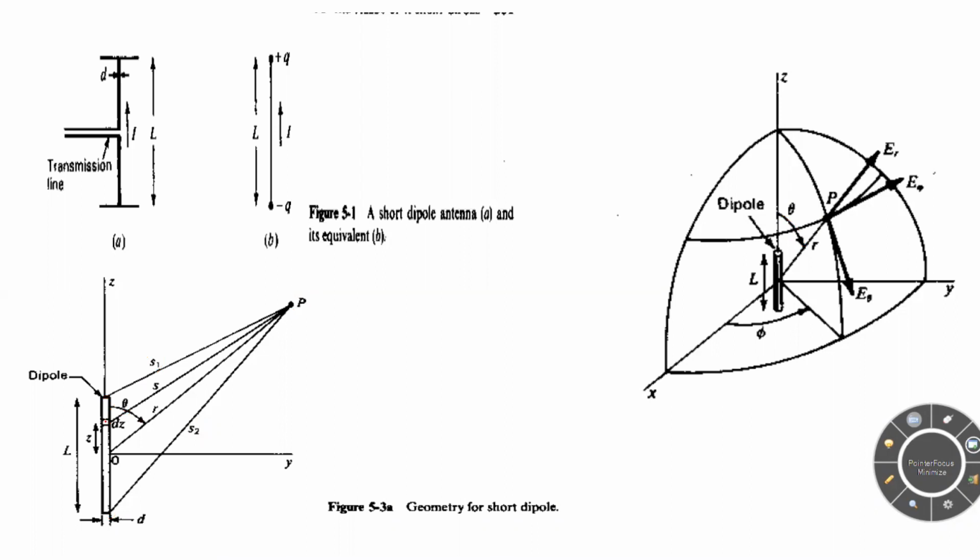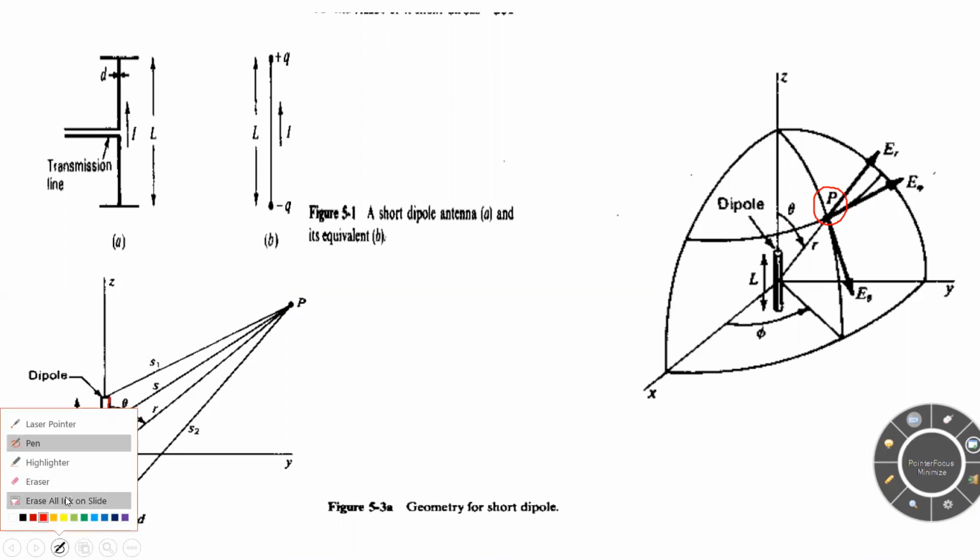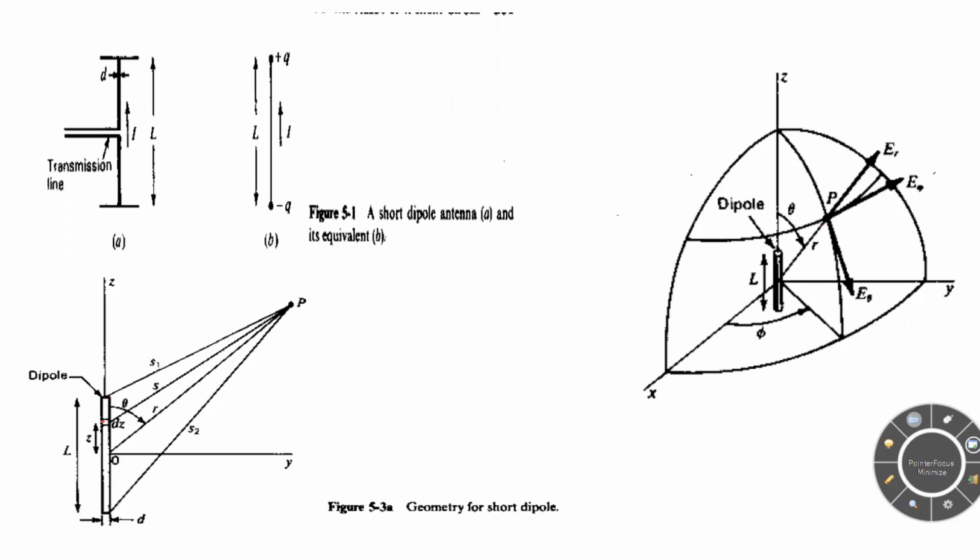So now, when we want to obtain the field at this point P, there is no need to consider the entire length of the dipole. What we do is first identify the field due to a small element of the dipole, and then take the summation of all those. So we can divide this dipole into small elements, and each element will add its field value at the observation point.